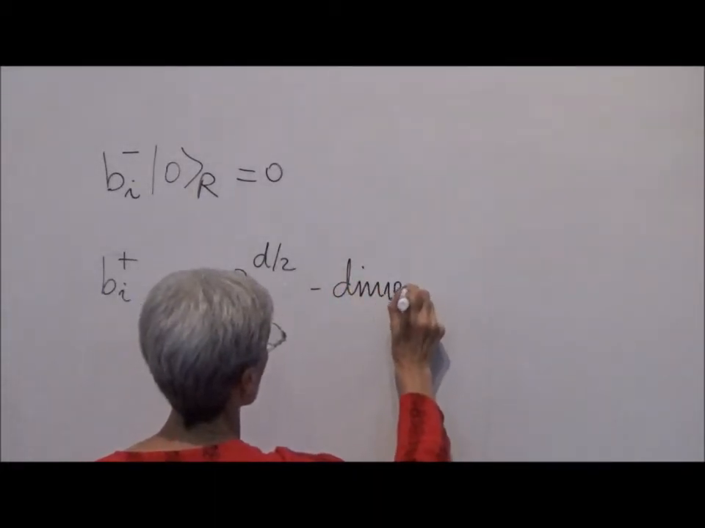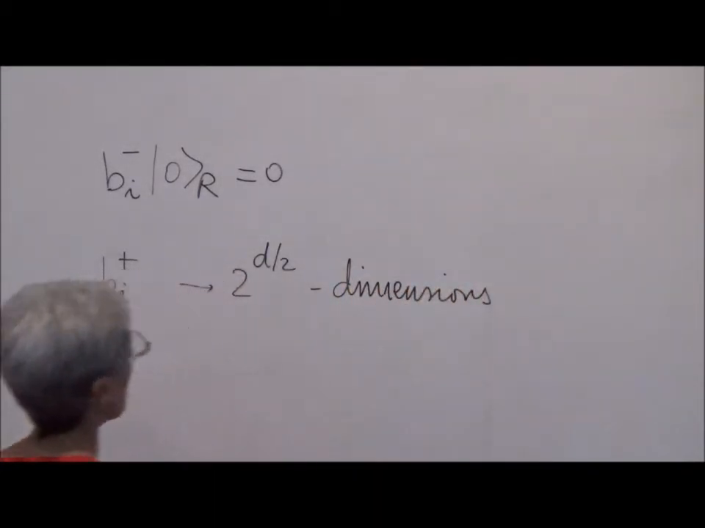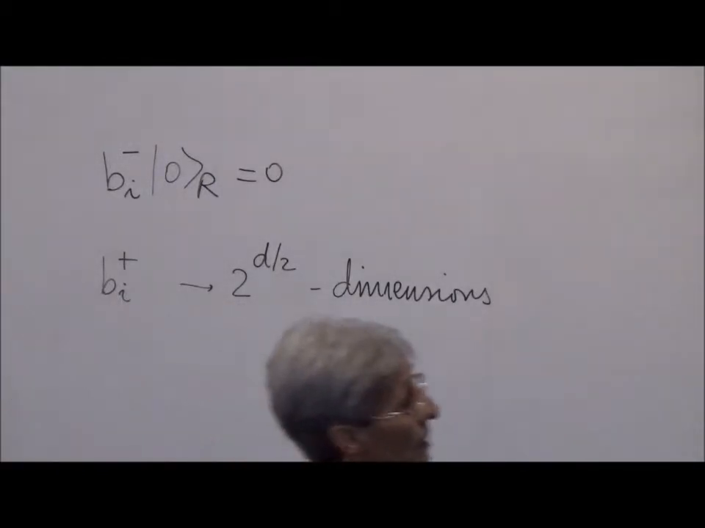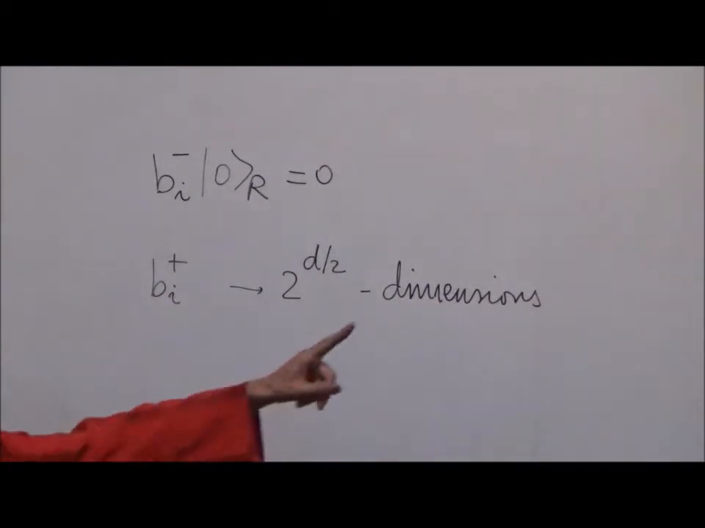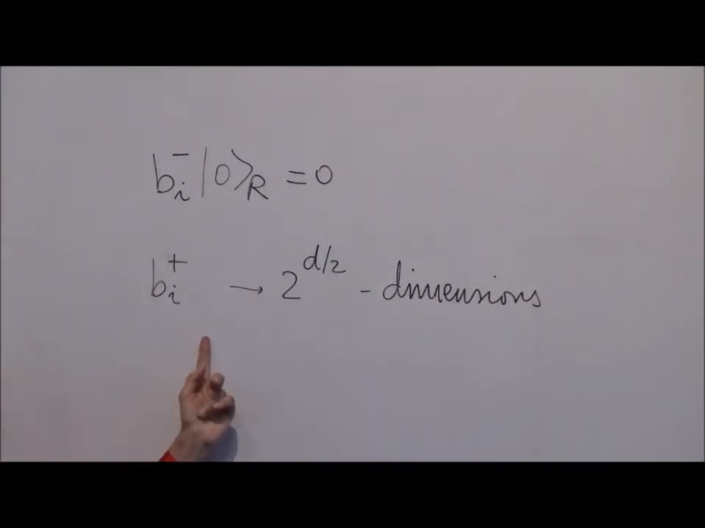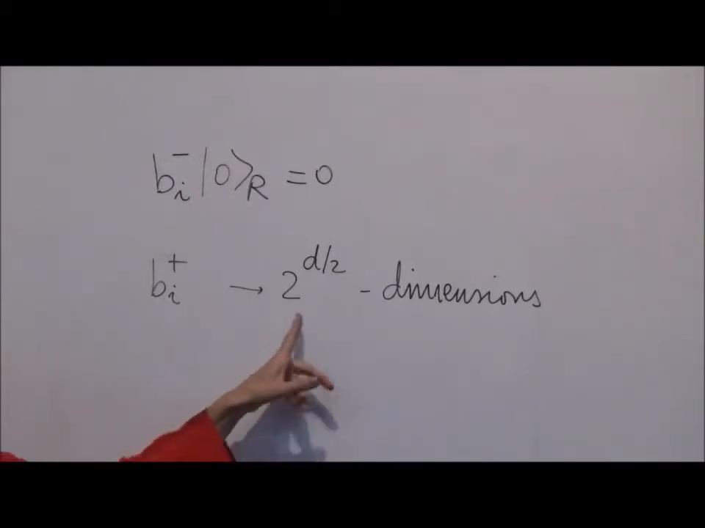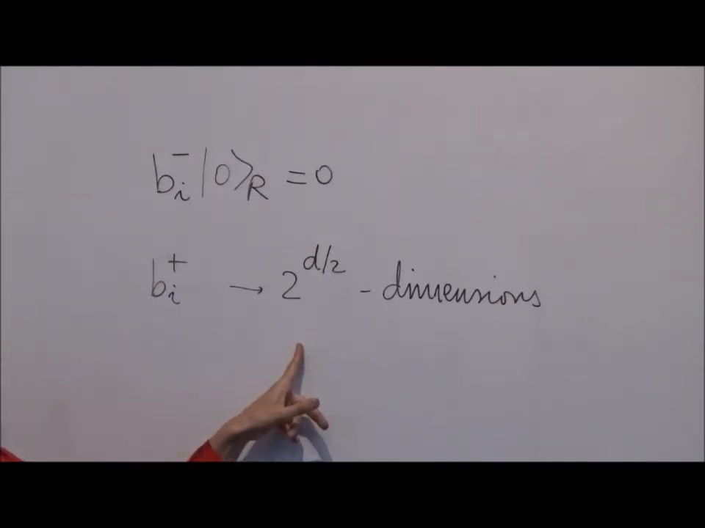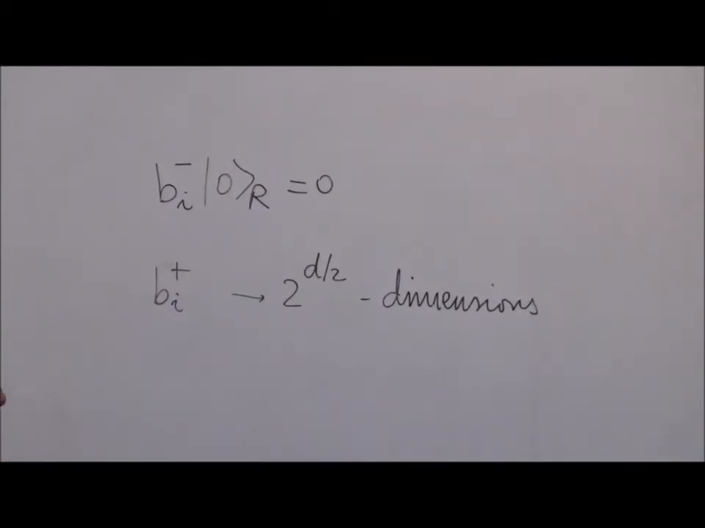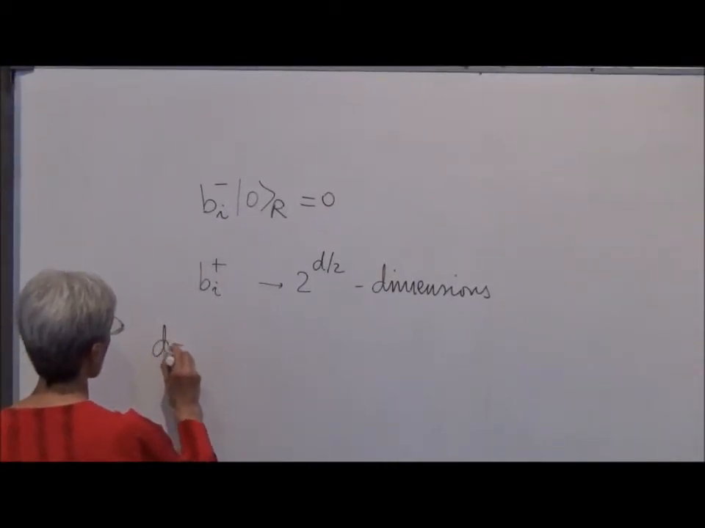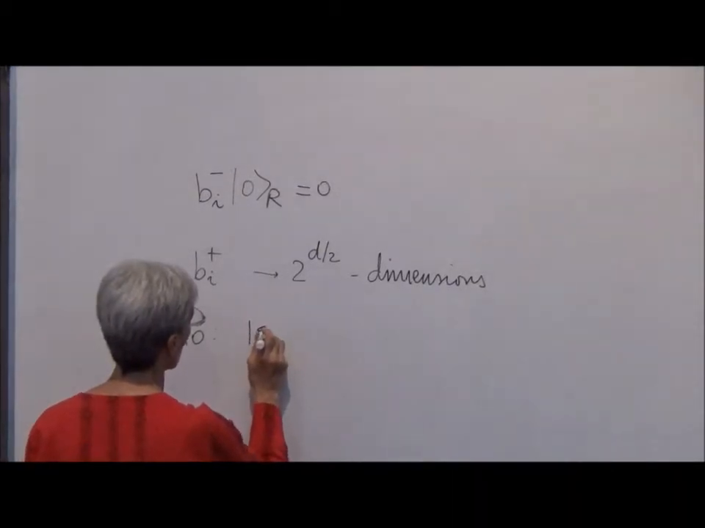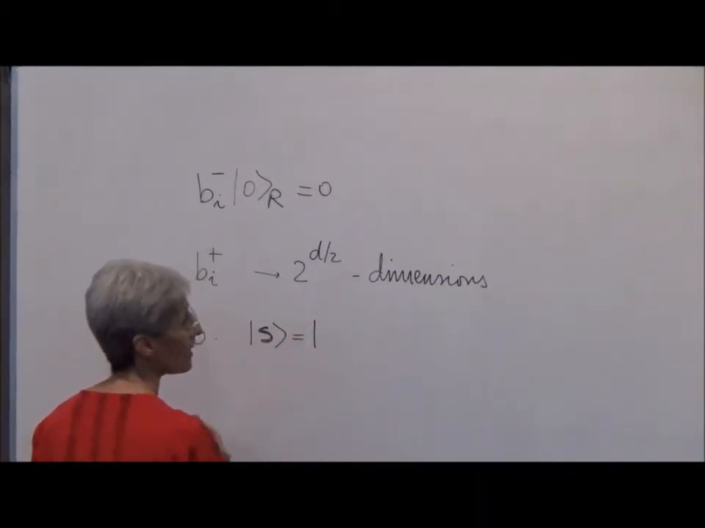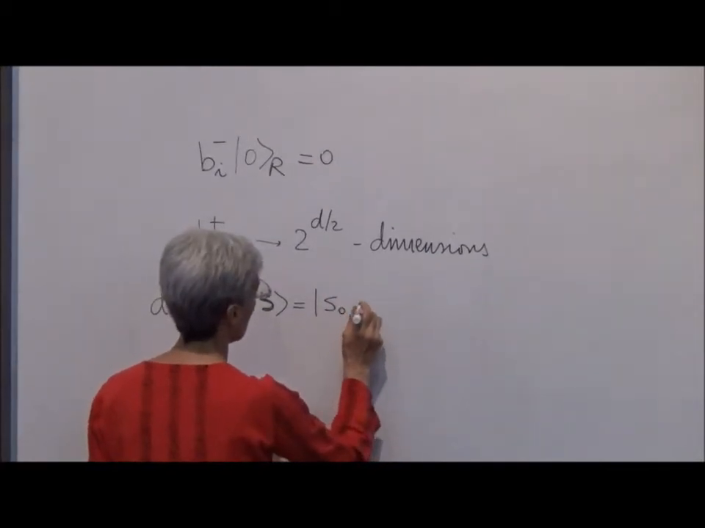Because I have d over 2 possibilities for this B_i. But then I can either act with it or not act with it. So it gives me 2 to the d over 2. So I construct this state, say for d equals 10, which is what we will be working on. I will define this state, which I will call S, which has 5 entries.